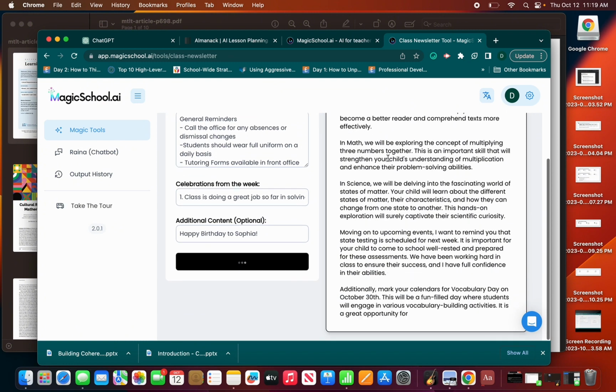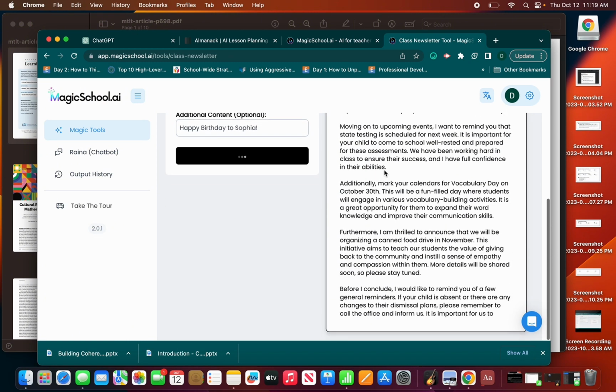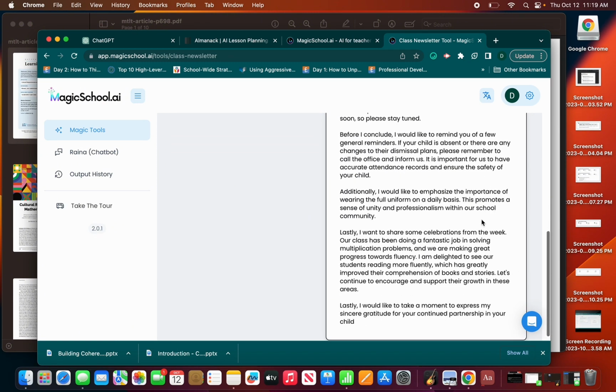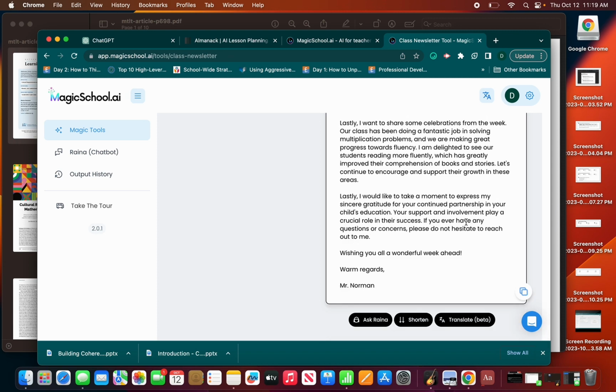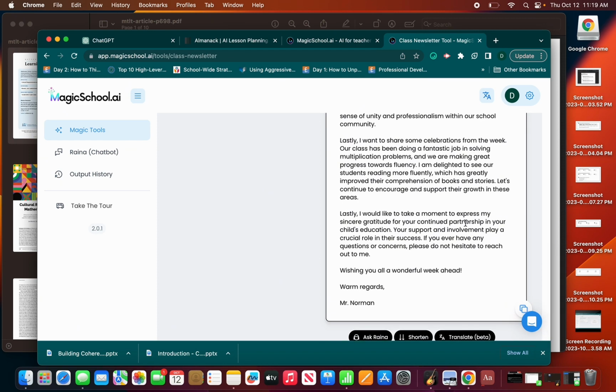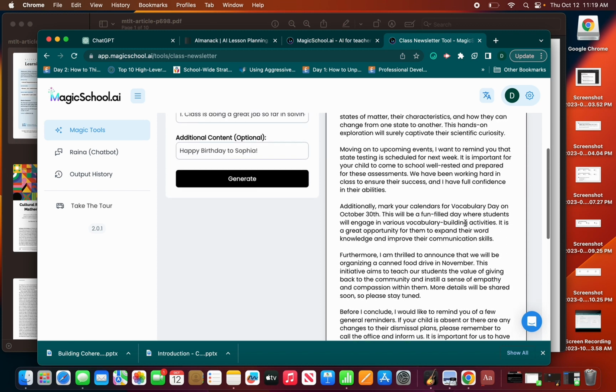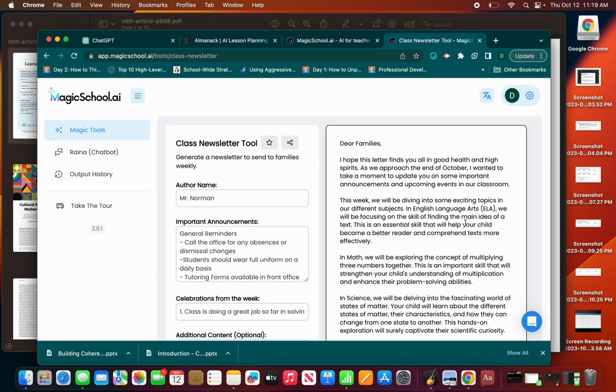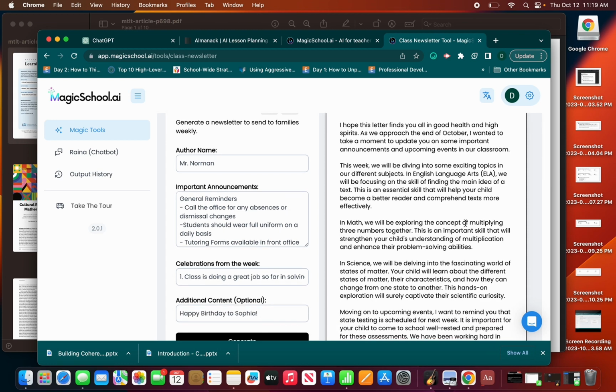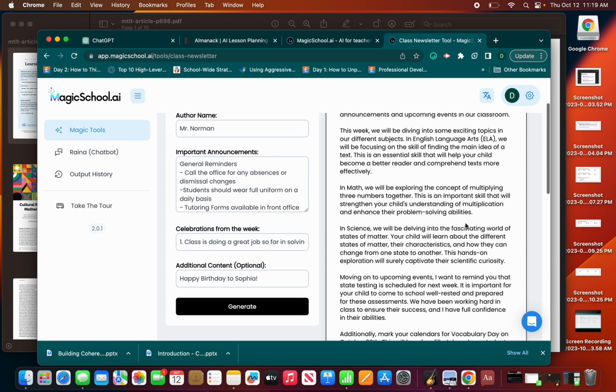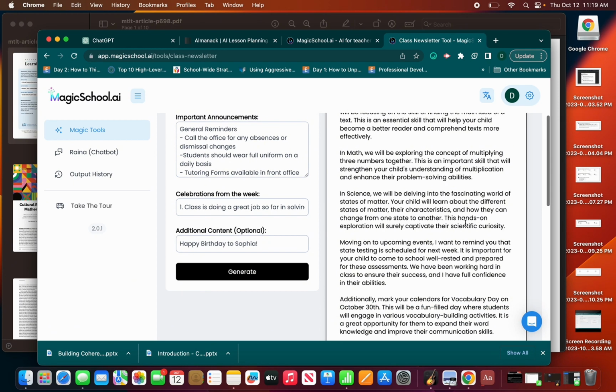Now, the first thing I noticed is that it's all in paragraph form rather than what you typically think of as a newsletter, where there are different sections and headings and so forth. So if you would like your newsletter to look like that, there will be some editing, but there's a lot of good stuff here. So first off, it built off what I said to put in the newsletter. So we were going to talk about main idea, multiply three numbers, and states of matter. It just goes into a little bit more specifics about what those skills are and what we're going to do with those. It does the same thing with the events.